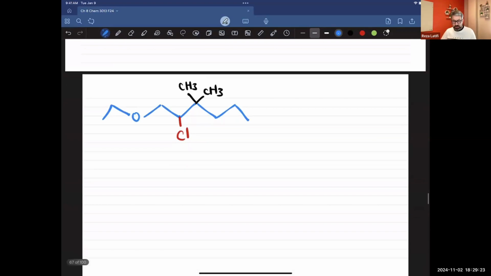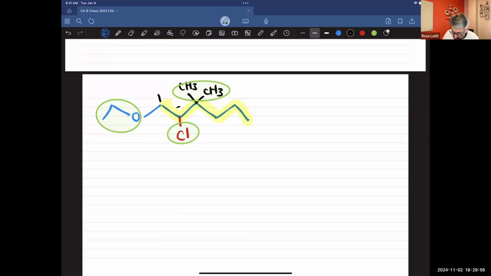Let's keep practicing more examples. What do we have here? We have two methyls and one chloride, and also we have an ether. Let's find and highlight the main chain. Okay, this is the main chain. Next, we highlight all the substituents. That's one substituent, this is the second substituent, and here I have two substituents. Let's label the main chain.